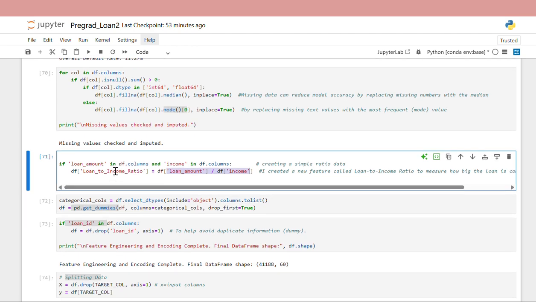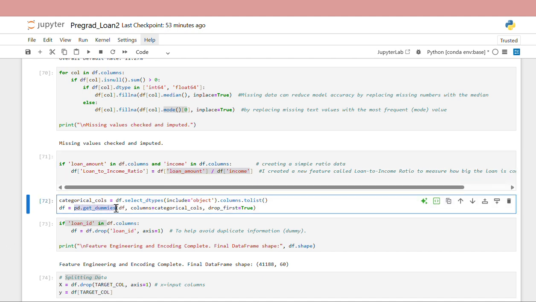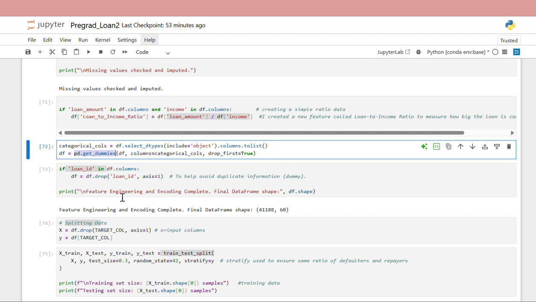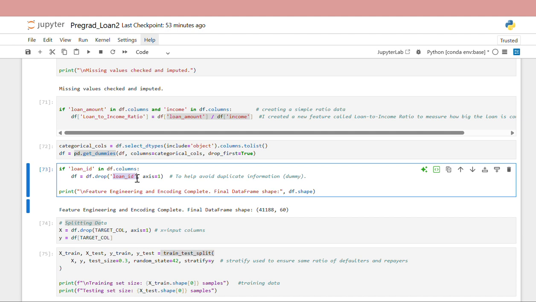Then I've converted all the text columns into numbers using one hot encoding with the help of the pd.get_dummies function. The machine learning model can only understand numbers, so converting text data is an important step. I also dropped the loan ID column because it is just an identifier and does not help in prediction. After these steps, my dataset was completely clean and ready for modeling.